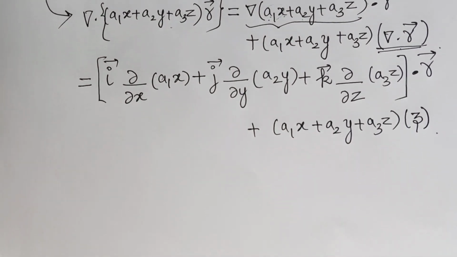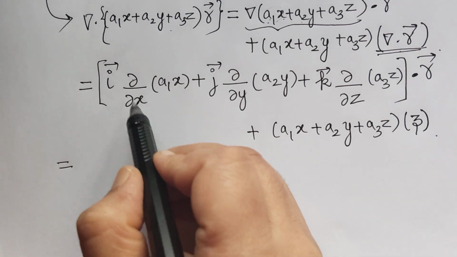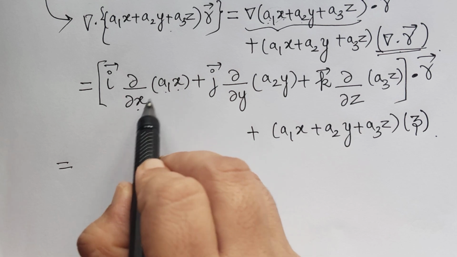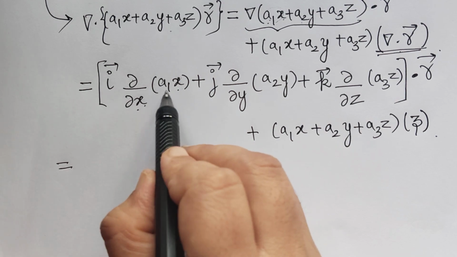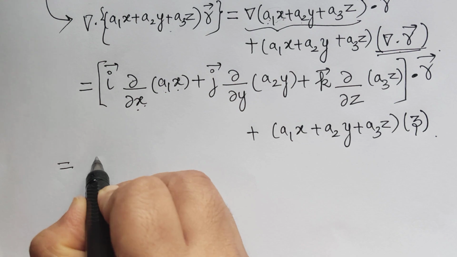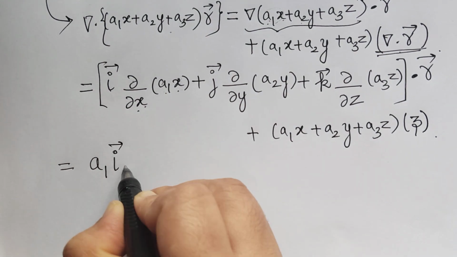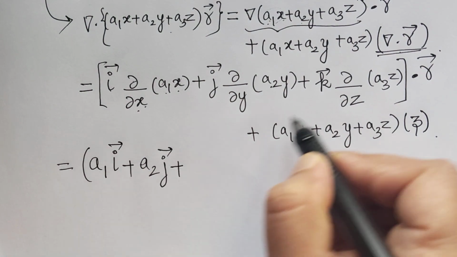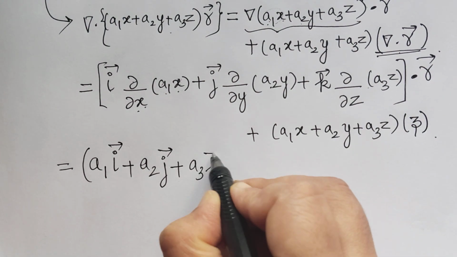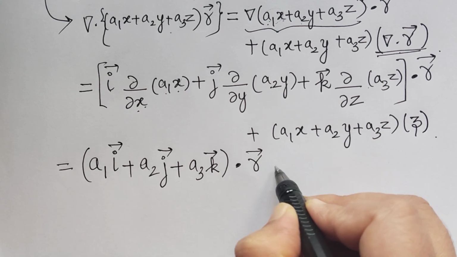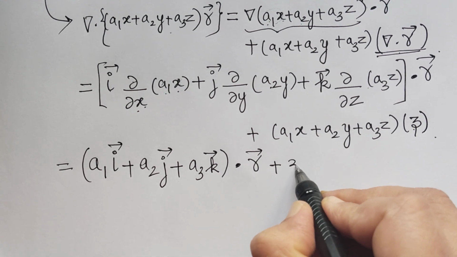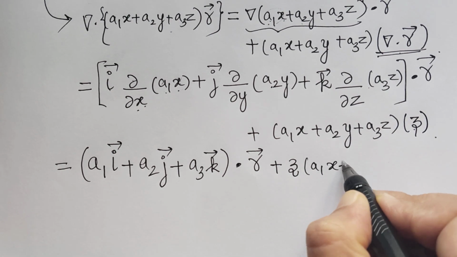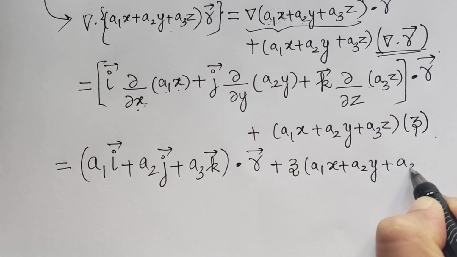So further this will be equal to, what is dou by dou x of A1x? This is partial differentiation of A1x with respect to x. Differentiation of x is 1, and A1 is a constant, so we will get A1. So A1 i vector. In a similar manner, we will be getting A2 j vector plus A3 k vector, dot product with R vector plus this 3 we will write in the front, and here we will be having A1x plus A2y plus A3z.